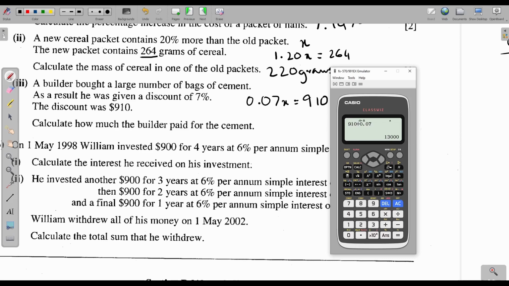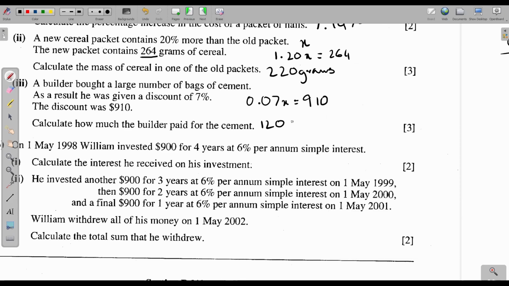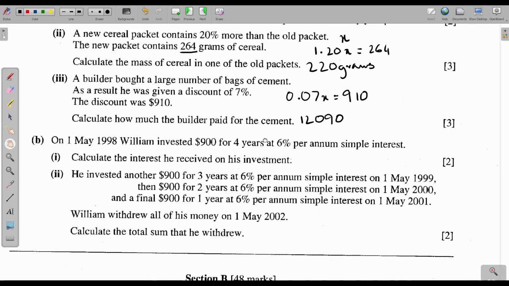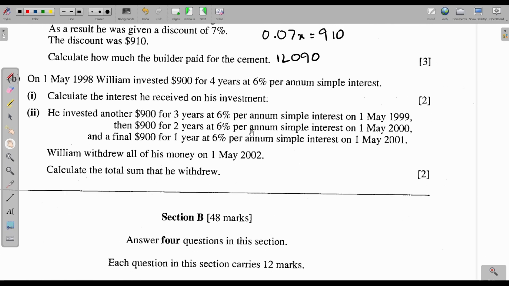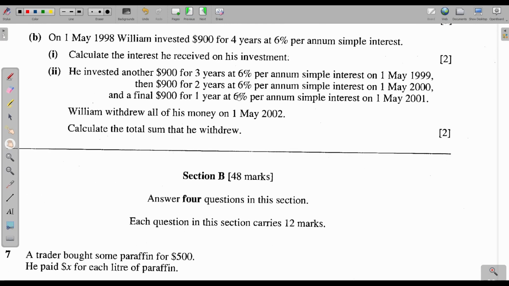So that was the original price, but we want to know how much the builder actually paid. So he didn't pay the original price, he paid the discounted price. So let's subtract 910 from that. And he actually paid 12,090. 12,090 is what he paid. All right, so far so good. Let's get into part B.